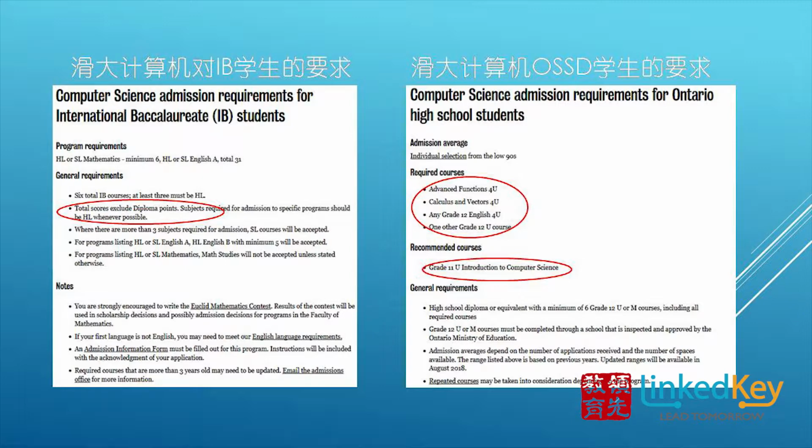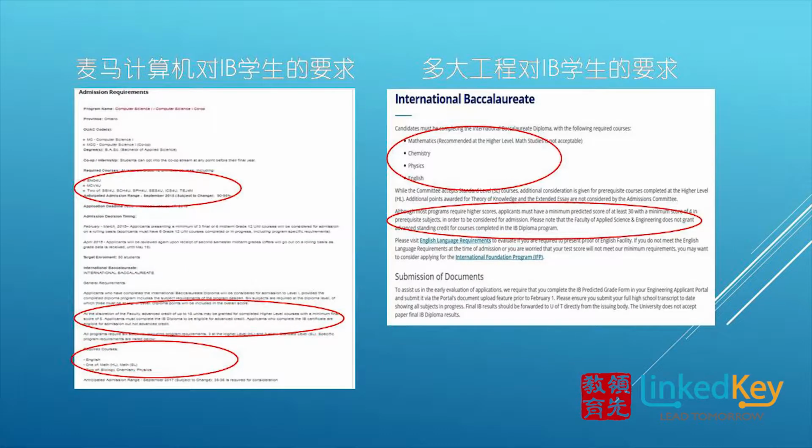So this is just a comparison between the requirements for IB students versus the requirements for OSSD regular Ontario students. In terms of McMaster, as you can see, McMaster actually offers a lot of advantages. They love IB students, for example.